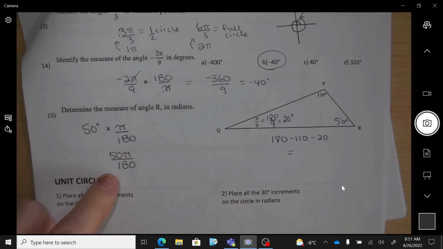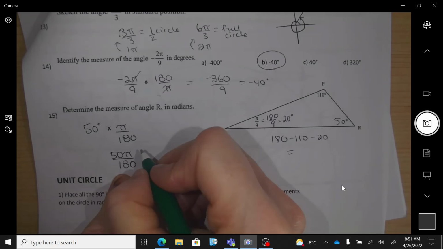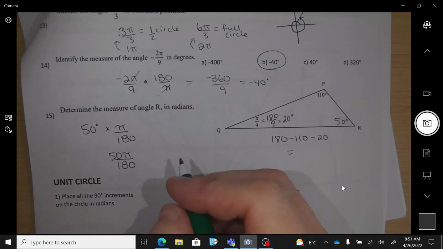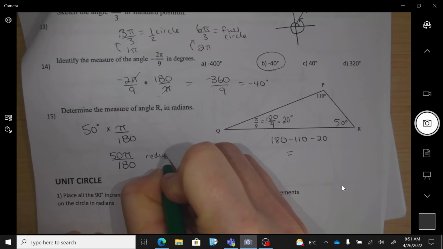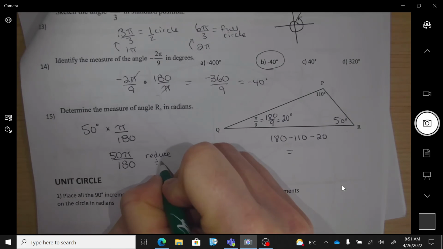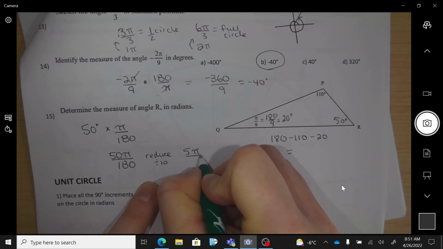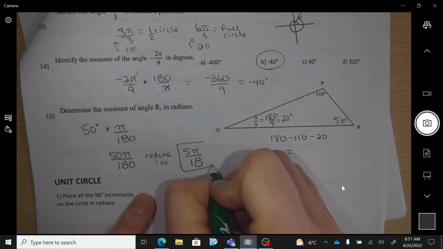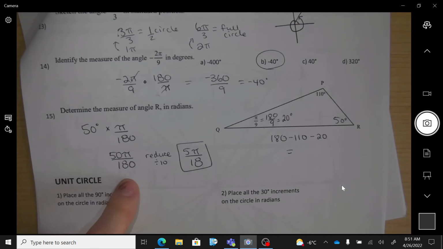So you are good if you answer just that. If you want to reduce, you can reduce that yet. And what do we want to divide by here? 10. Let's go with 10. 5 pi over 18. Okay, but this is an acceptable answer as well. You can leave it.